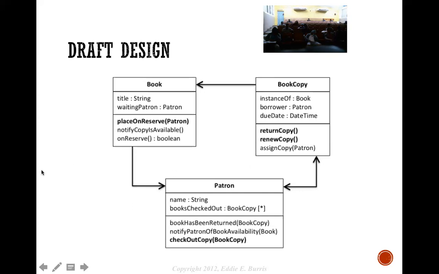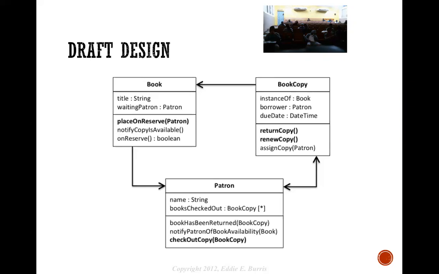So for example, if you look at patron has a list of book copies or a collection of book copies. What's the name of the attribute for the collection of book copies? Can you see it? Books checked out. So that's a collection of book copies. Book has been returned, takes a book copy. Notify patron of book availability, takes a book, that's the original book, and you can borrow or check out a book copy.